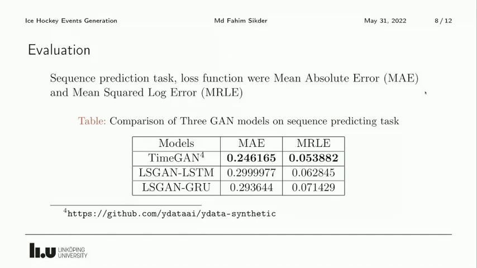We have also evaluated the synthetic data using a sequence prediction task. Given 23 sequences, predict the following sequence. We trained a recurrent neural network with synthetic data and test on original data. This process is called train on synthetic and test on real. We evaluated the mean absolute error and mean squared log error for the task, and TimeGAN shows better performance.